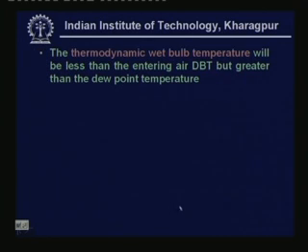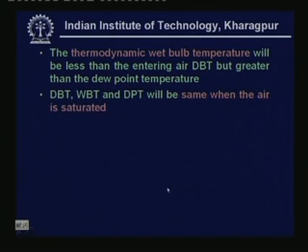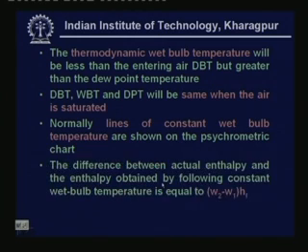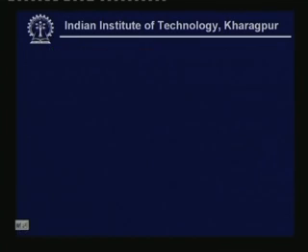The thermodynamic wet bulb temperature will be less than the entering air dry bulb temperature, but greater than the dew point temperature, obviously. Dry bulb temperature, wet bulb temperature and dew point temperature will be the same when the air is saturated. Normally lines of constant wet bulb temperature are shown on the psychrometric chart. The difference between actual enthalpy and the enthalpy obtained by following constant wet bulb temperature is equal to (W2 minus W1) times hf. This is from the energy balance for the adiabatic saturator.